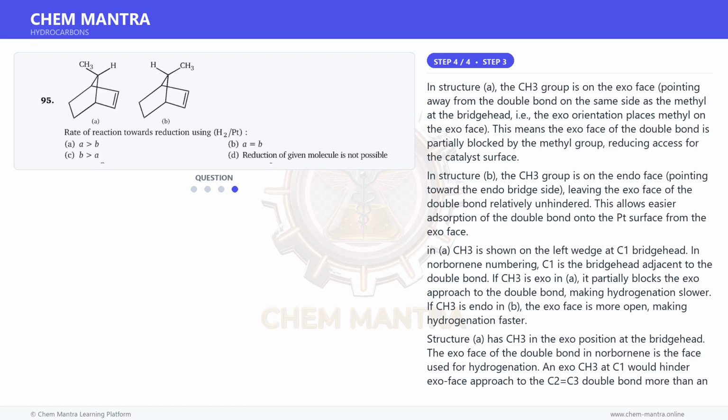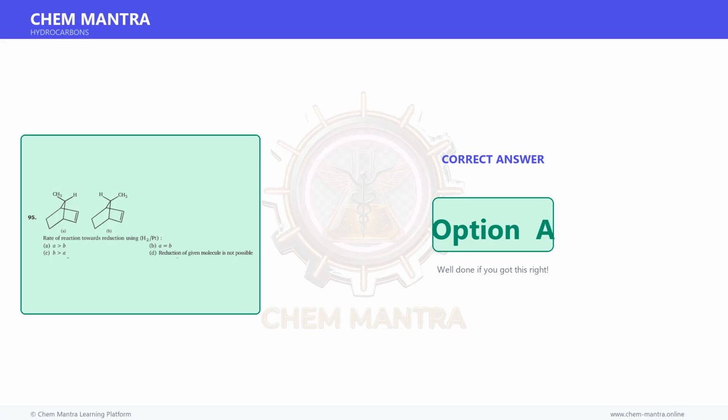B, A equals B, is wrong because the two stereoisomers have different steric environments at the double bond face. C, B>A, is wrong because structure B has more steric hindrance to the catalytic surface approach. D is wrong because both molecules contain a reachable double bond. Therefore, the correct answer is A. Therefore, the correct answer is option A.